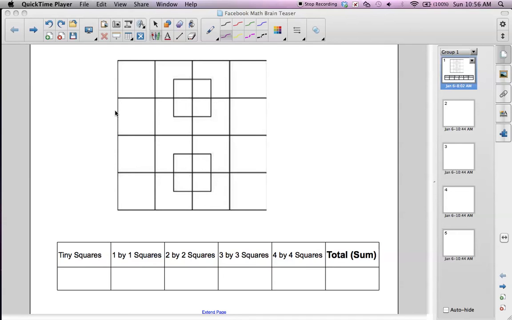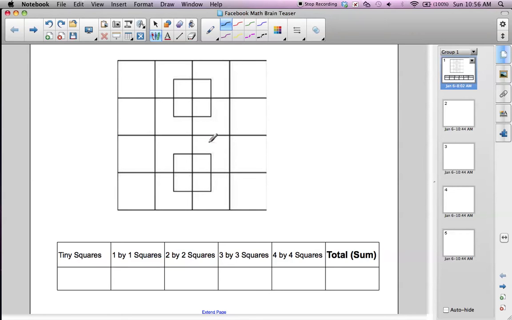Hello, this is Mr. Collier, and today I'm doing a Facebook math brain teaser that I've seen posted on many people's walls. A lot of people are getting the wrong answer, so I decided to make a podcast showing the correct number of squares in this figure. So I've categorized them into 5 different types of squares: tiny squares, 1 by 1 up to 4 by 4.